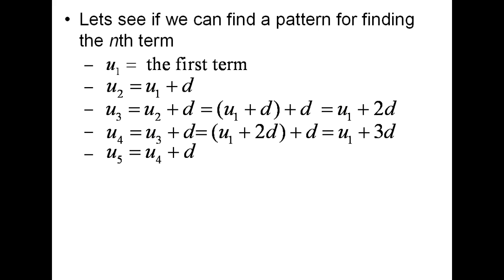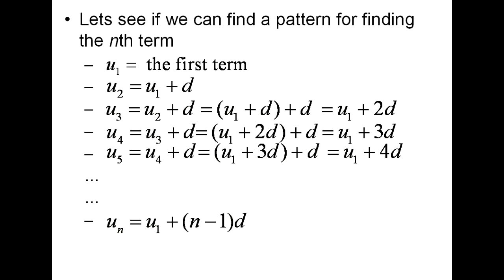So let's look at that pattern. My fifth term is the fourth plus D, but the fourth was U1 plus 3D. When I add another D, I get U1 plus 4D. So we're seeing it's the first term plus 4D for the fifth term, first term plus 3D for the fourth term. I think I see it. We could keep going, but what we end up with is that U sub n is the first term plus n minus 1 times D. So if I'm looking for the 10th term, n minus 1 is going to be 9D. If I'm looking for the 20th term, 20 minus 1 is going to be 19D. So I can get that each time.